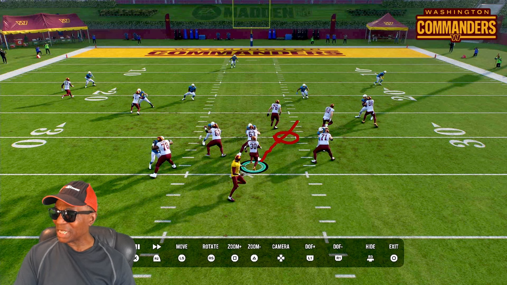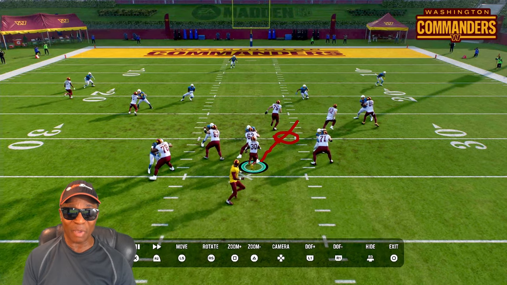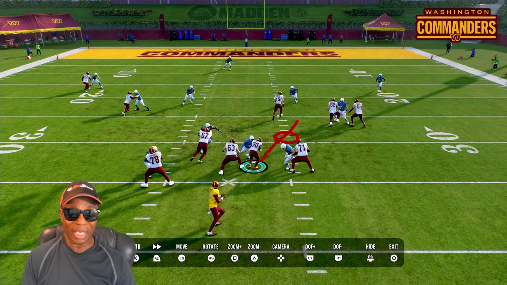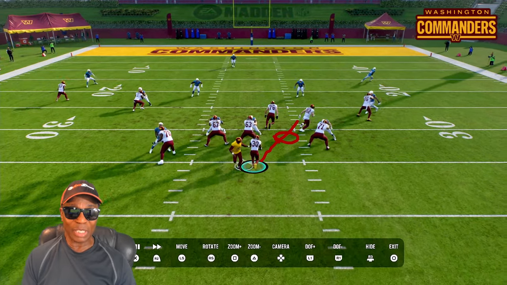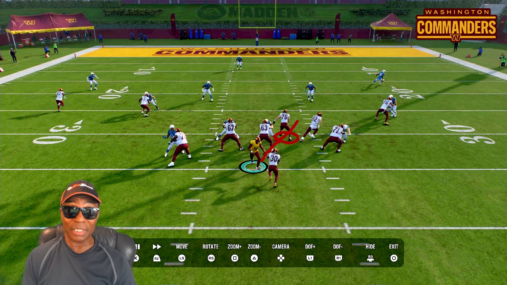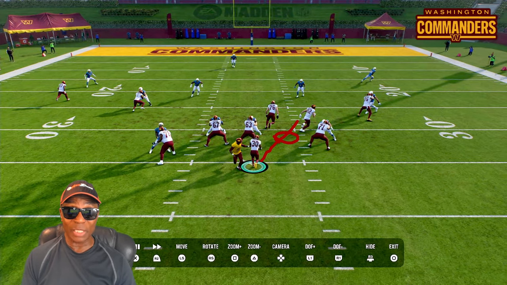All I had to do is skeet through here. You see what I'm saying? So me running into the back of my lineman slows me up. And guess what? He blocks yours and hits the and tackles me. You see what I'm trying to tell you guys? I'm just not good at it. But you see the hole is there.